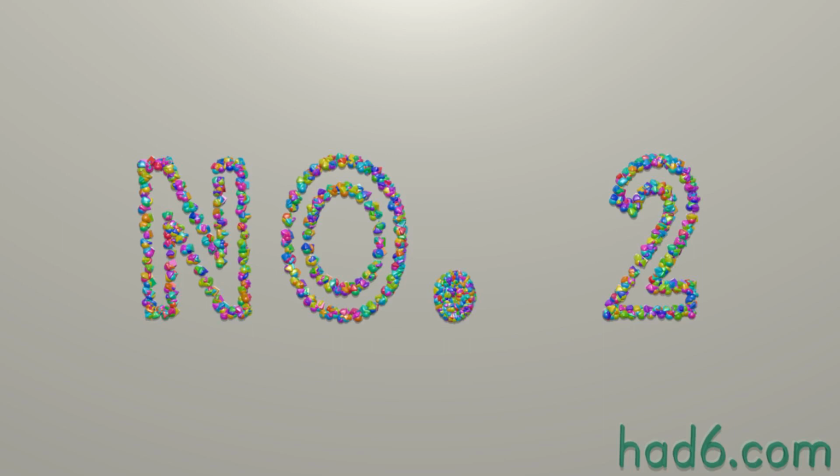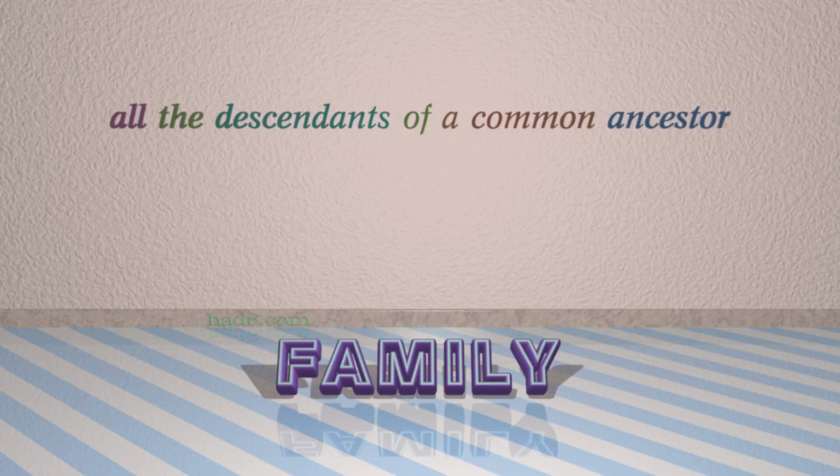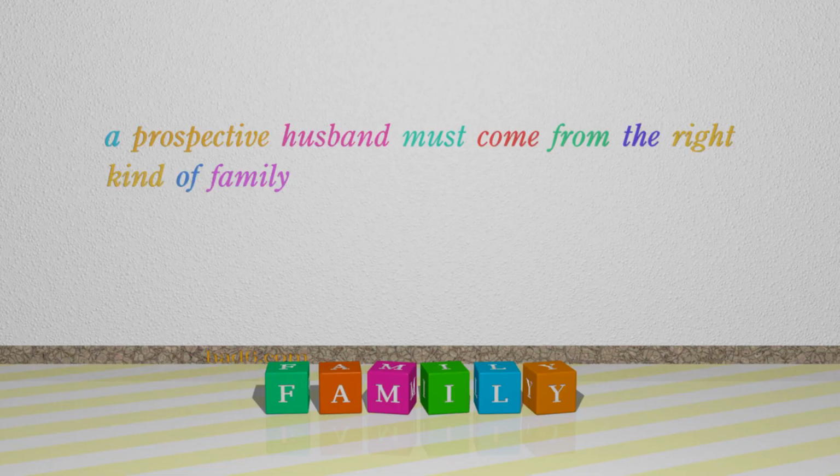Number 2. Family, which means all the descendants of a common ancestor. Family. For example, a prospective husband must come from the right kind of family.